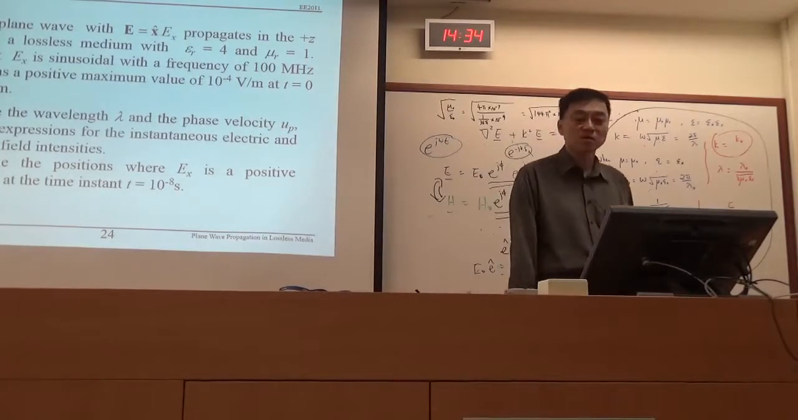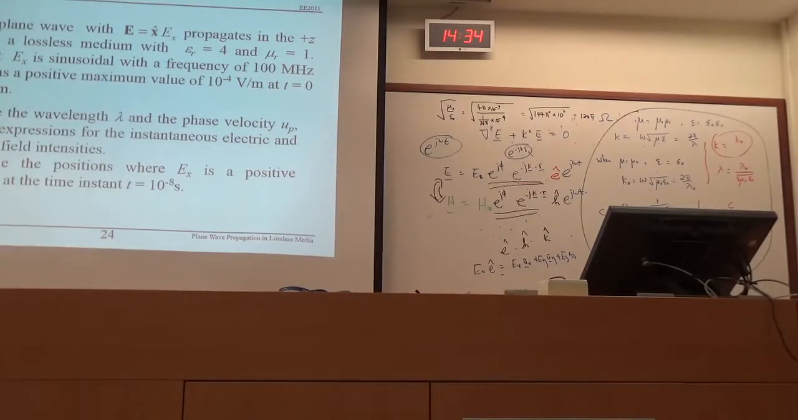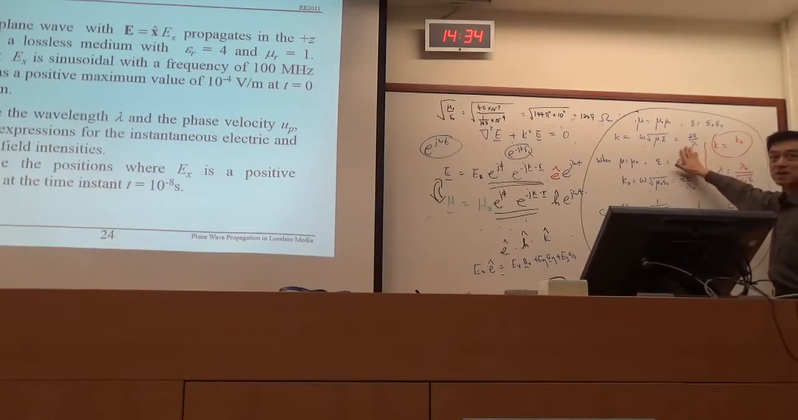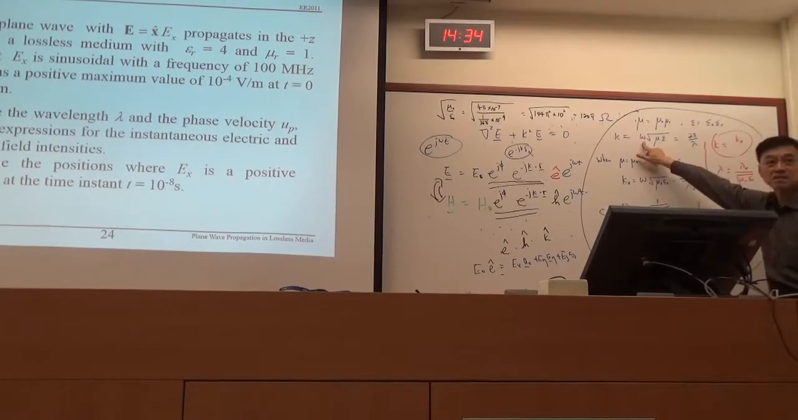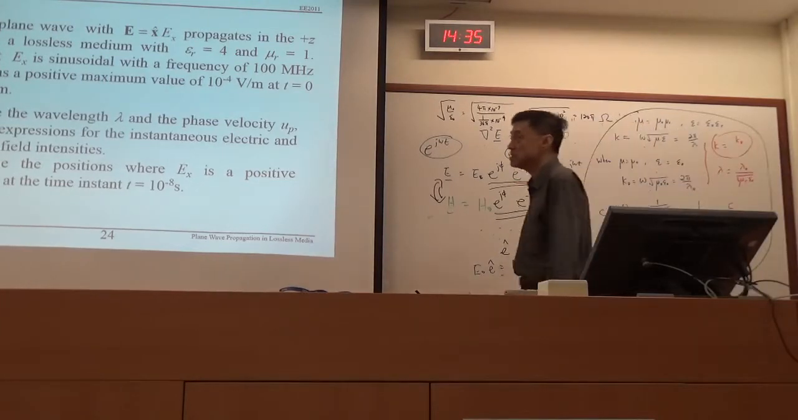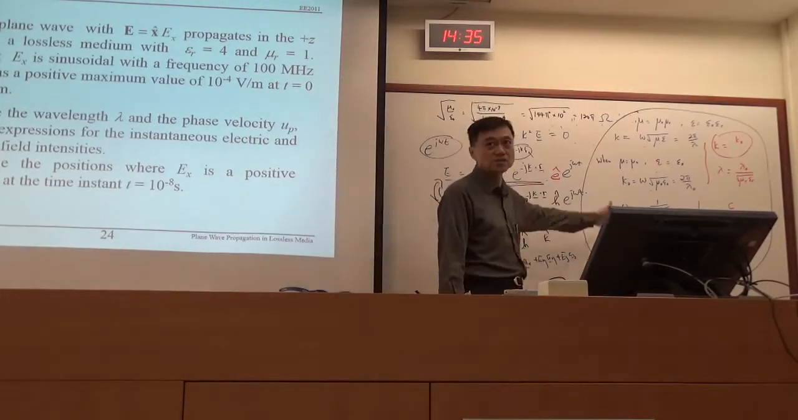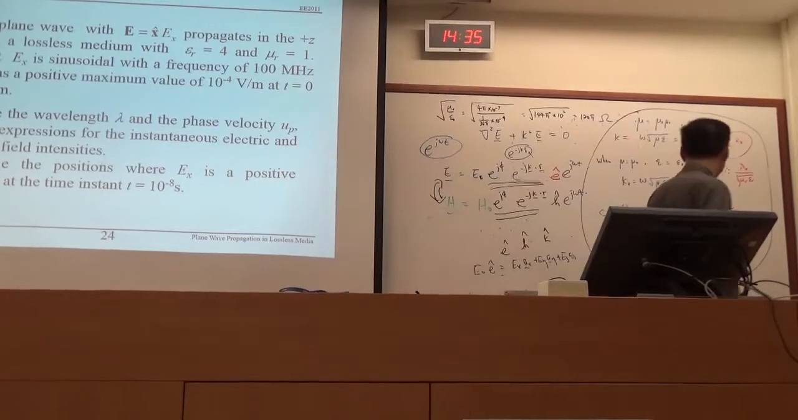Okay, first of all, wavelength lambda. If you refer to here, wavelength lambda is here, right? Omega is equal to 2 pi times 100 megahertz. Mu is equal to mu naught mu r, mu r equal to 1. Epsilon equal to epsilon naught epsilon r, epsilon r equal to 4, equal to 2 pi over lambda. So the wavelength is here already. Now this set of equations is also worth noting in your formula sheets.